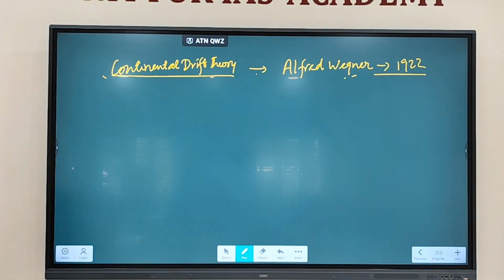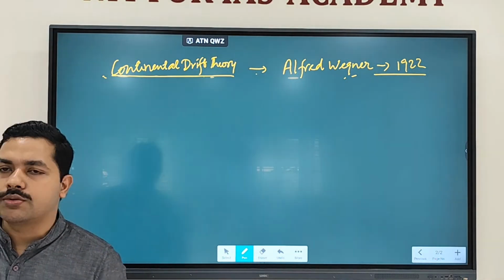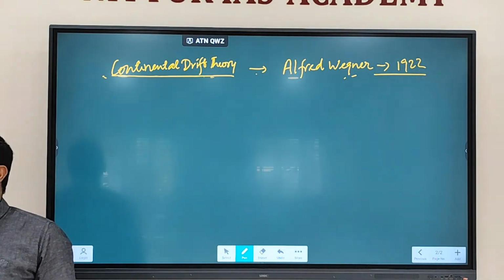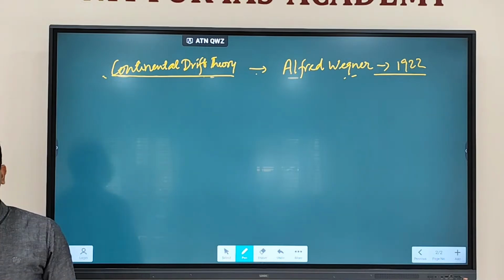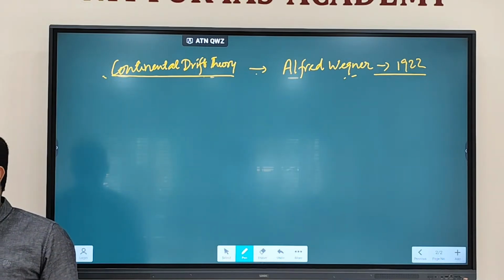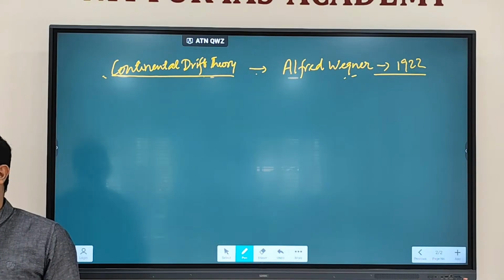Clear? For geologists, this was always a question: how have the continents been created? How do we have 7 continents right now? Currently we have 7 continents: Asia, Europe, Africa, Australia, North America, South America, and Antarctica. What has led to the creation of these 7 continents? This was always a puzzling question for the geologists. And Alfred Wegener tried to explain how the continents could have been formed.